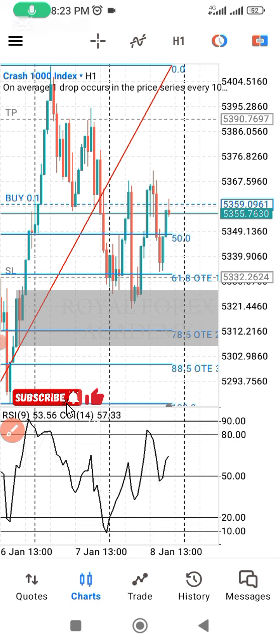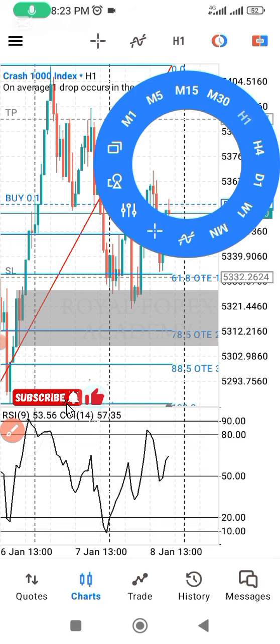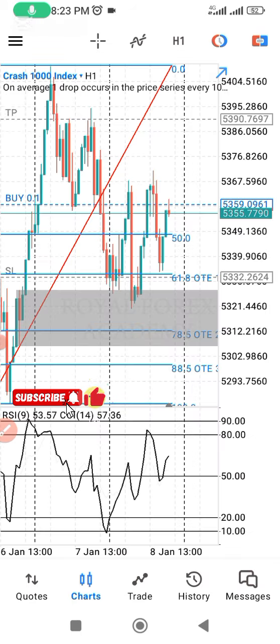So how do I make my entry? I want to see price retrace all the way from this point into the smart money cube and then give me a validation, an entry pattern. And this is exactly what I got on my trade.